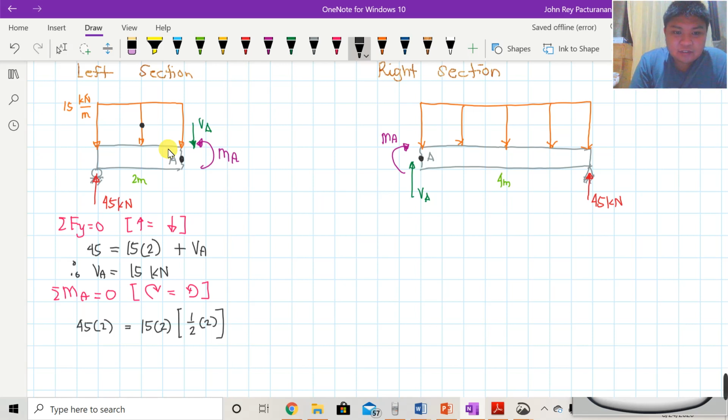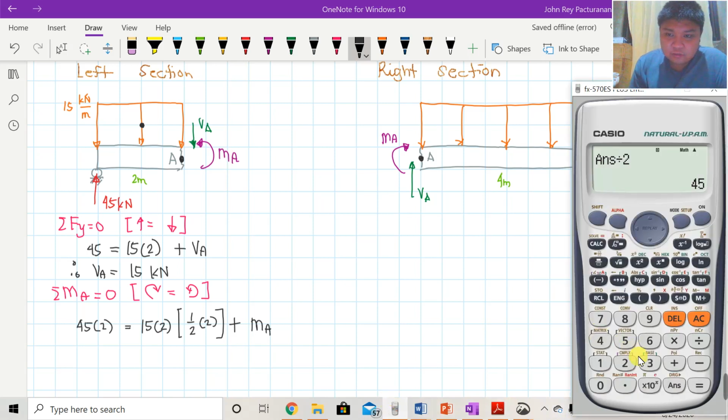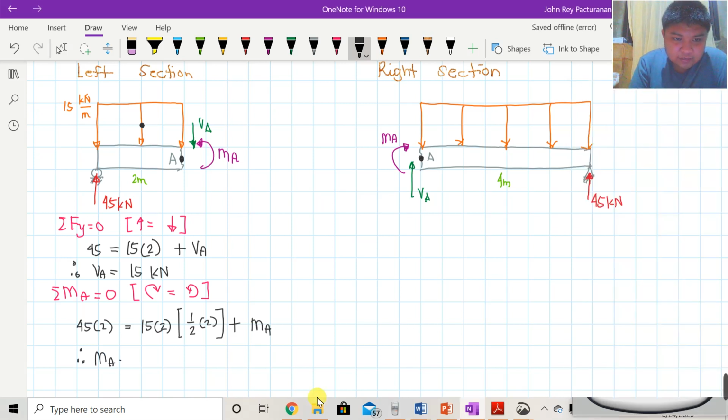And by the way, after ng counterclockwise, may consider pa tayong isang counterclockwise class, which is the moment at A itself. So, ito mismo, counterclockwise siya. So, isusulat mo lang siya, moment at A. And actually, pag kinompute mo to, using calculator, so, tinatamad ka, simple subtraction lang yan, 45 times 2, minus 15 times 2, tapos 1/2 times 2. So, therefore, ang sagot natin, class, ang sagot natin ay positive siya, no? So, therefore, ang moment sa A is positive 60 kilonewton meter. So, ito na. Meron na tayong sagot, class.